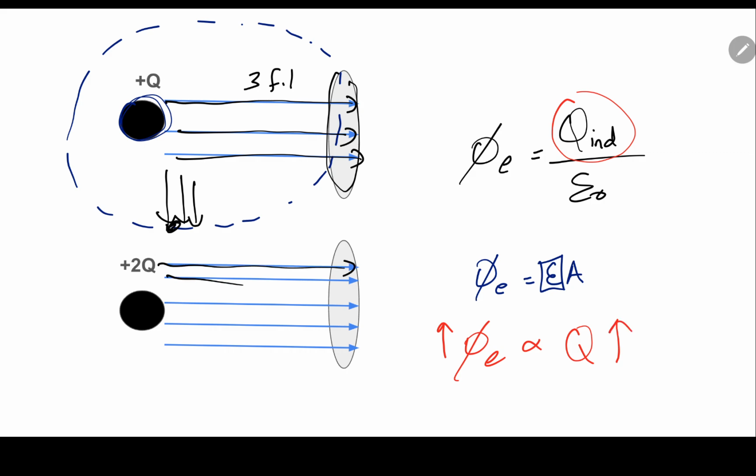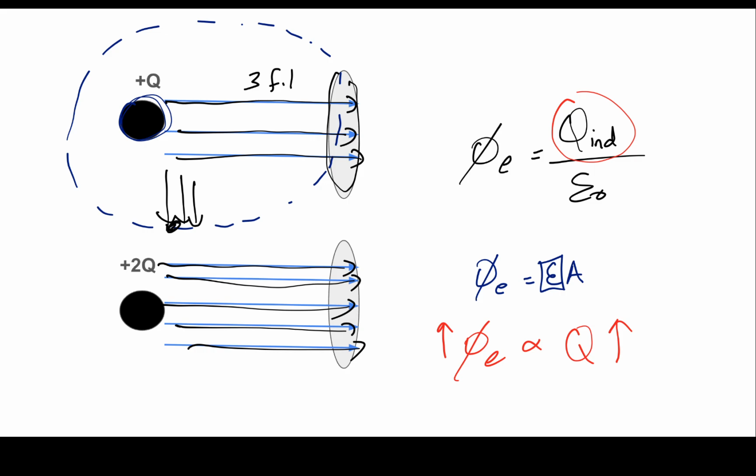Think of the raindrops. There are way more raindrops, right? When there are way more raindrops, we say the rain is heavy. When there are fewer raindrops, we say, okay, the rain is less. In the same way, there are more raindrops here, right? So this means that the charge is more. There's plus 2Q charge, right? So there are more electric field lines, so there's more electric flux, and that's because there's more charge.